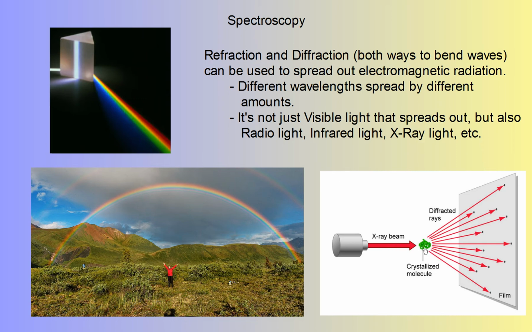So if you use things like a crystallized molecule and you shine an X-ray beam on it, that molecule could diffract the light rays and bend them different amounts, and so you can actually see a property of the X-ray beam using this crystallized molecule.